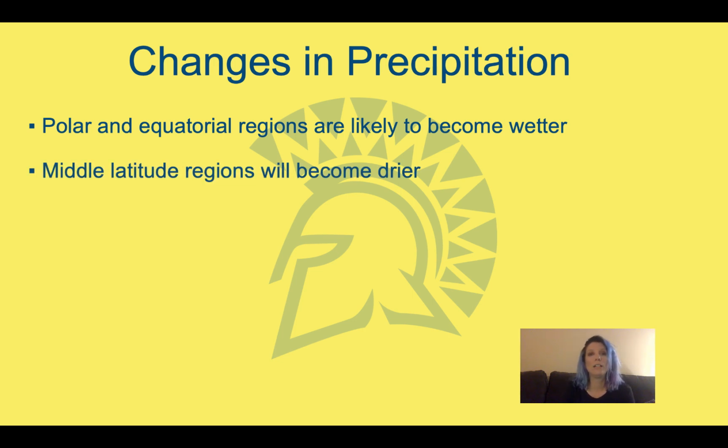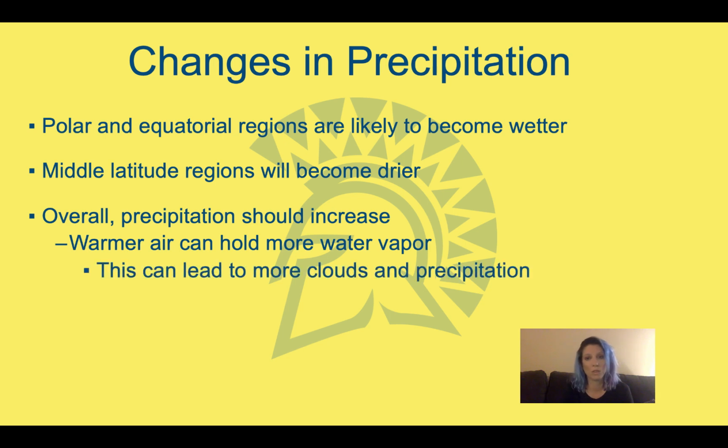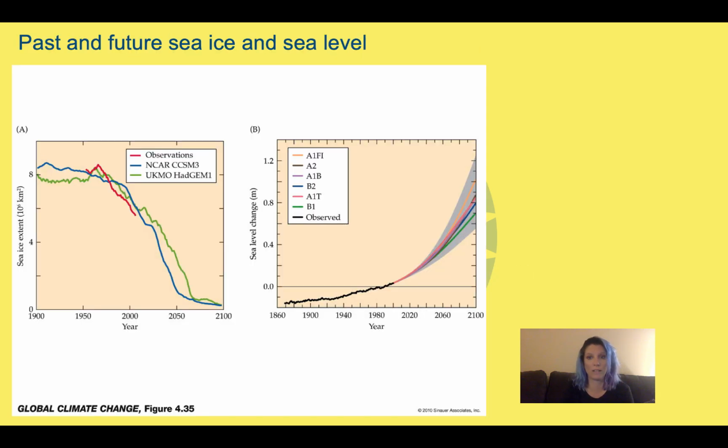Okay, so polar and equatorial regions are likely to become wetter. Mid-latitude regions will become drier. And then overall precipitation should increase. Warmer air can hold more water vapor. That's the reason why. Those molecules in warmer air are moving around a lot faster, and it gives the water vapor molecules more room in between. So that's why it can hold more, which would also lead to more clouds and precipitation.